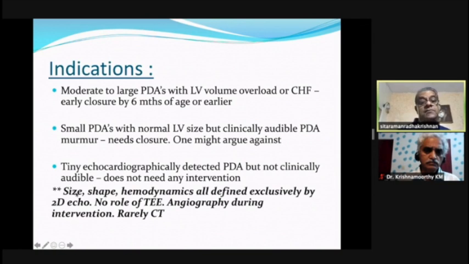The size, shape, hemodynamics, all are defined exclusively by 2D echo. Unlike ASDs, there is no role for transesophageal echo. Angiography is used only during intervention, and very rarely CT can be used if the echo windows are very poor, and of course there is no role for TEE.